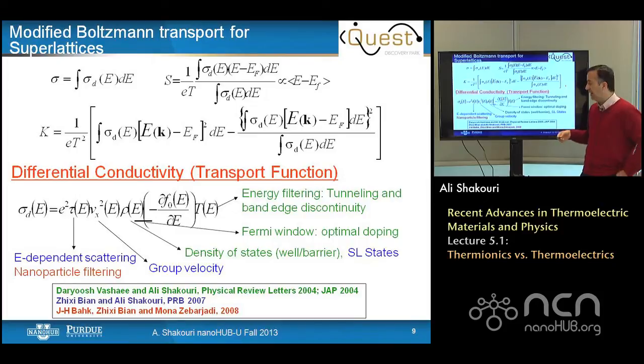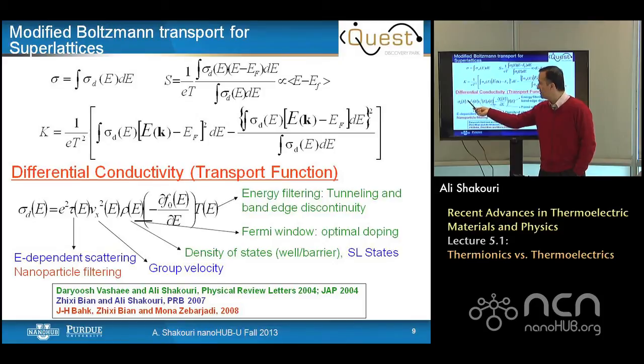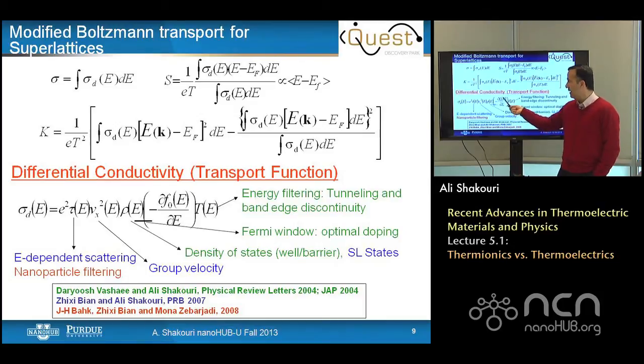Here there are different levels of sophistication. In the original papers that came out in 2004, what we had assumed was a standard kind of Boltzmann approach: a relaxation time, a velocity for the electron, density of states, and a Fermi window factor. But we added an energy filtering, which is tunneling and band edge discontinuity coming from quantum mechanics, by hand. This is not a first principles derivation, but the idea was that this is the number of electrons in the window and how far they move, and this takes into account something about the superlattice.